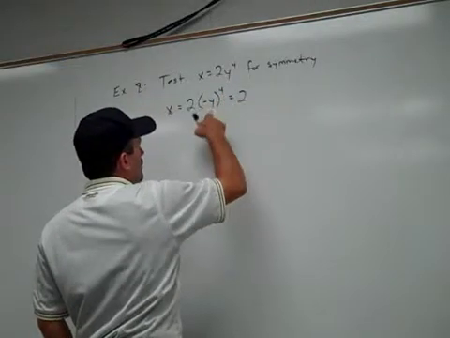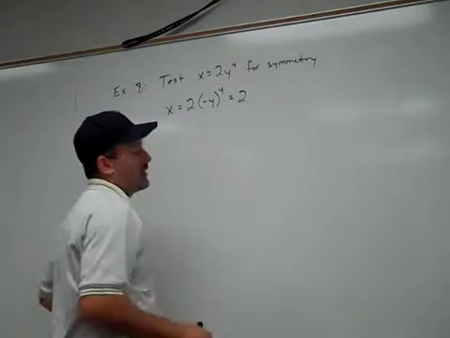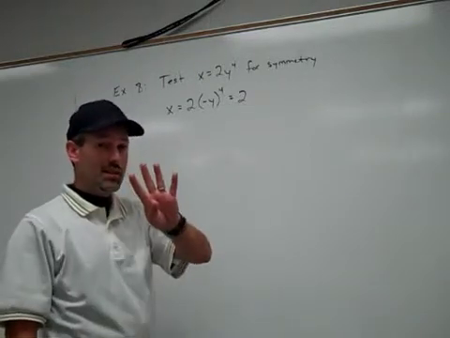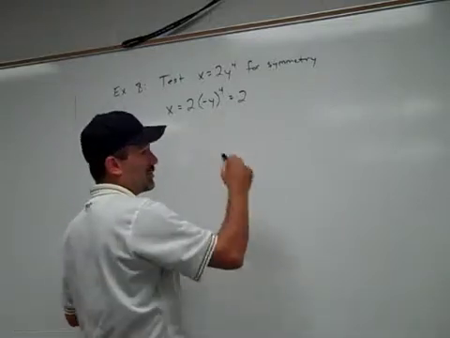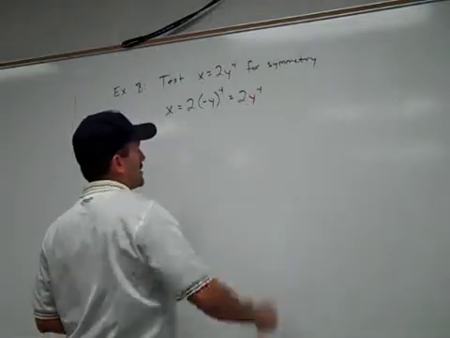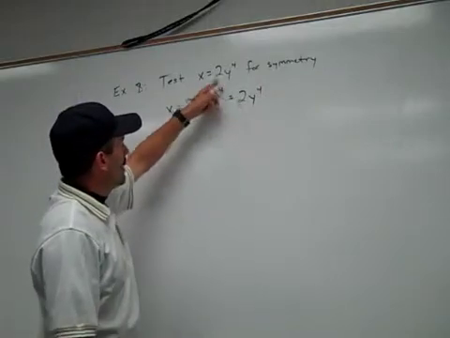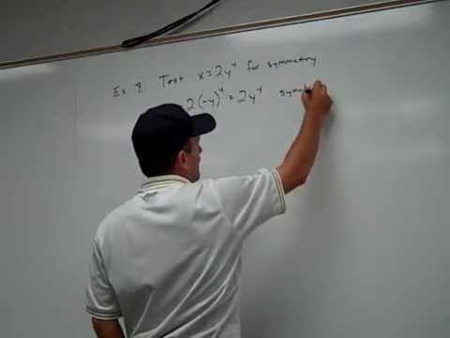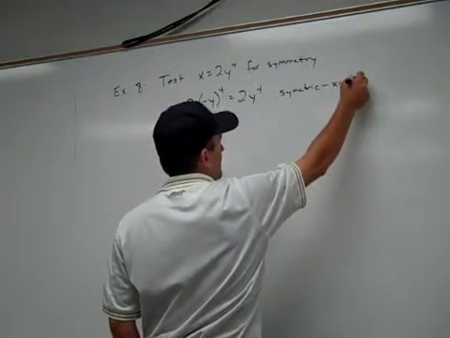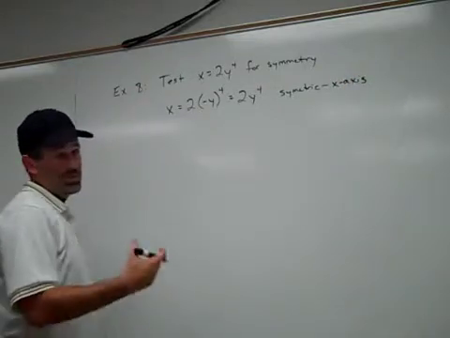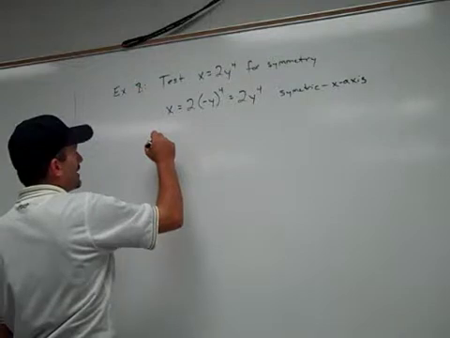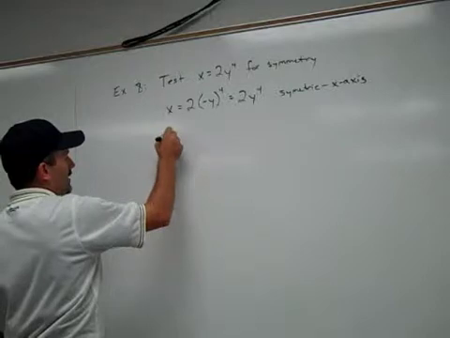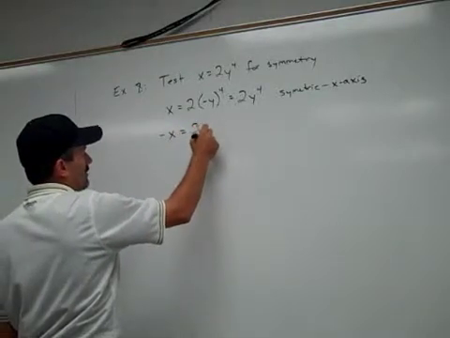Well, 2 times negative y to the 4th power. Negative y times negative y times negative y times negative y. That's 4 negatives, which means our product there, as we learned in the last chapter, is going to be positive. So we get x equals 2y to the 4th power. So right away, we know this is symmetric with respect to the x-axis. But we're supposed to check with respect to every axis. So next, to check symmetry with respect to the y-axis, we replace x with negative x. We don't change the other stuff.